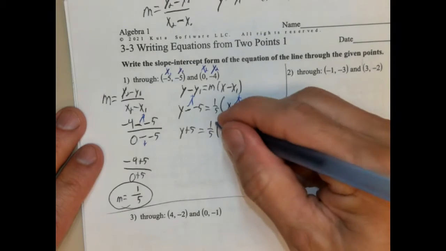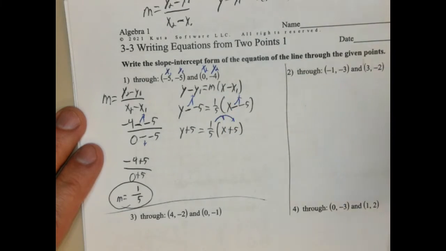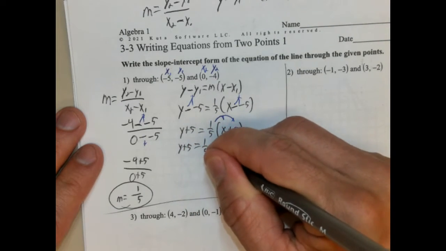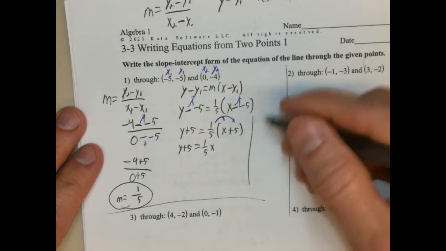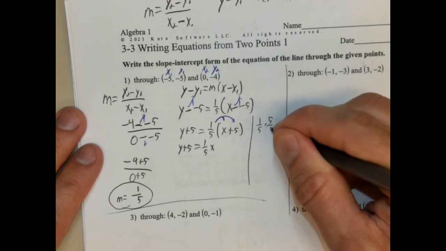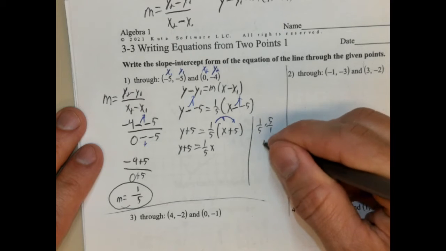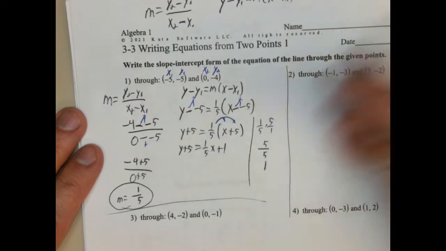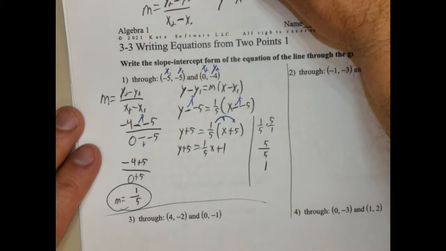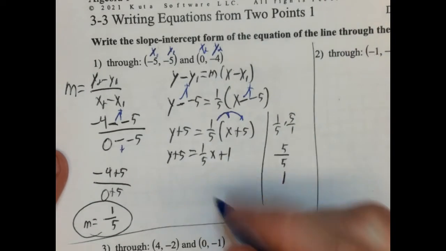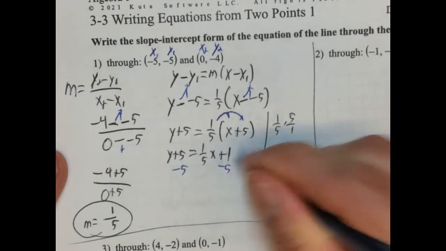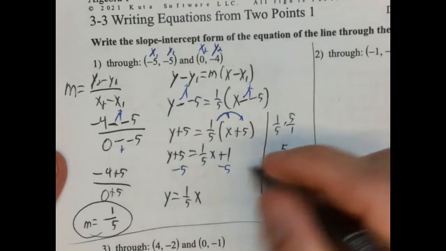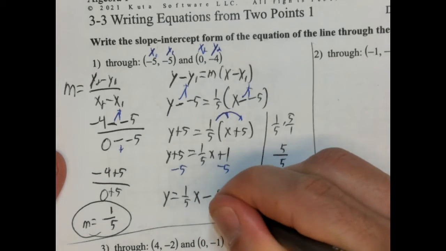And now we're going to distribute this 1/5. Okay. So we have y plus 5 equals 1/5 x. And then 1/5 times 5, I'm going to write this on the side here. So 1/5 times 5 over 1, because 5 is over 1. Let's multiply. So 1 times 5 is 5, 5 times 1 is 5, 5 over 5 is 1, so this equals 1. And positive times a positive is positive 1. Okay, and now let me zoom in a little more so it's not too small. And we're going to subtract 5 from both sides. So we're going to get y equals 1/5 x, and then 1 take away 5 is negative 4.